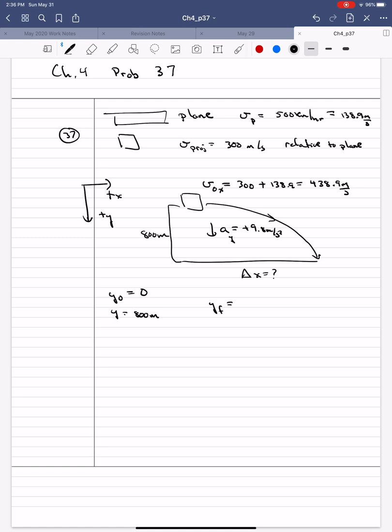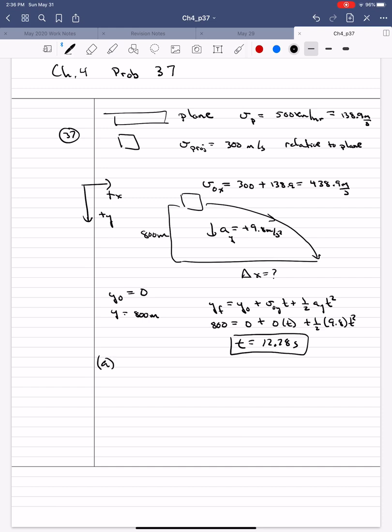So as we did in problem 36, y will be y0 plus v0y t plus 1/2 ay t squared, which will give us the time the projectile's in the air. It ends up having gone down 800 meters starting at its initial height. It's not moving initially in the vertical direction. And I have 1/2 and 9.8 and t squared. So the time that the projectile is in the air is 12.78 seconds.